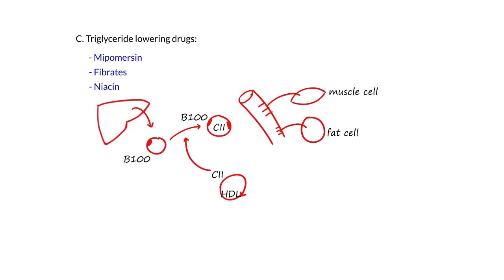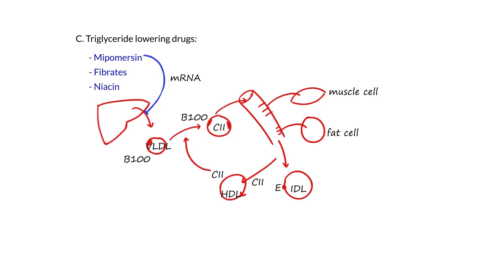So C2 is going to activate the lipase, and after that comes out, we're going to have an IDL and return the C2 to the HDL, which is going to add an E, so the IDL can become LDL and cleared. So how do we manipulate then the triglycerides in this pathway? So we have 3 drugs. Mipomycin, in fact, here is going to inhibit the mRNA of our B100 synthesis. So that's going to decrease the production of our VLDL.